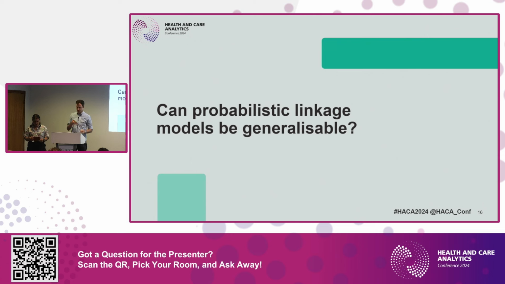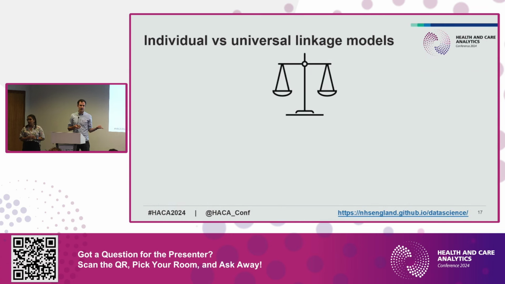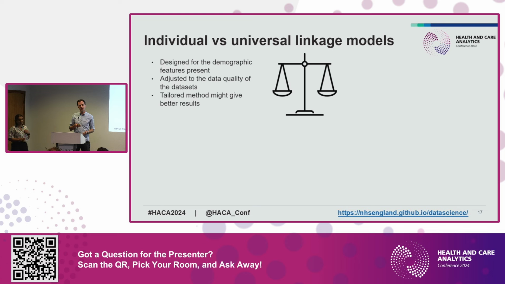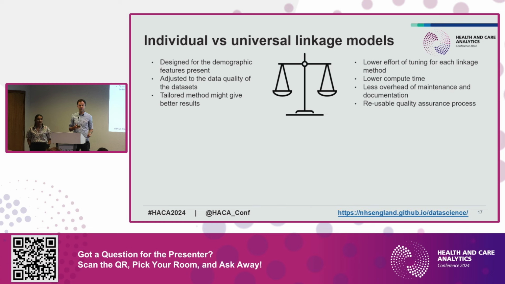Now that we've set the scene that we are using PDS as a reference data set to link via, and that we're using probabilistic linkage, which is the Splink package, we come back to recap on our research question. We are trying to balance between training a single probabilistic model, or training several probabilistic models tailored to each pair of data sets, which we think might give better results. But conversely, it would be ideal to train a single probabilistic model that could be applied to all of the NHS England data sets, with benefits of reuse and less overheads of maintenance and documentation.